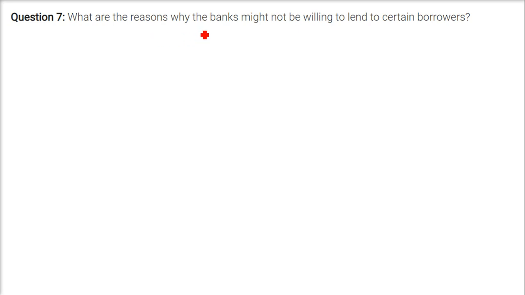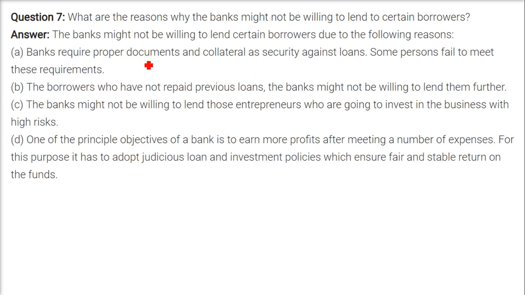What are the reasons why the banks might not be willing to lend to certain borrowers? So the bank might not be willing to lend to certain borrowers due to certain reasons. First of all, the bank requires proper documents and collateral. These are the assets as security against loans. Some persons fail to meet this requirement. So the terms and conditions of the loan, some people might not be able to fulfill.